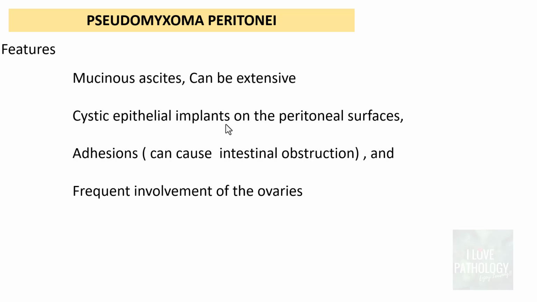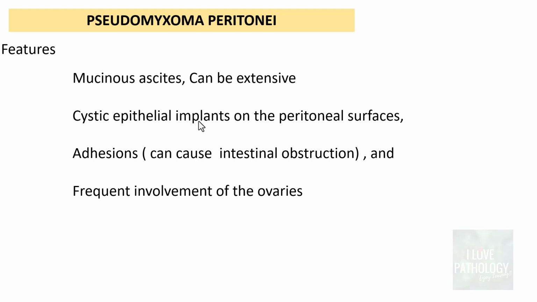The one important feature we need to understand when we are looking at mucinous tumors is that there is an entity called pseudomyxoma peritonei, which is basically a mucinous ascites, which can be very extensive. You can also see those cystic epithelial implants on the peritoneal surfaces. They can cause adhesions, and these adhesions can cause intestinal obstruction as well, right? And frequently they are found to involve the ovaries.